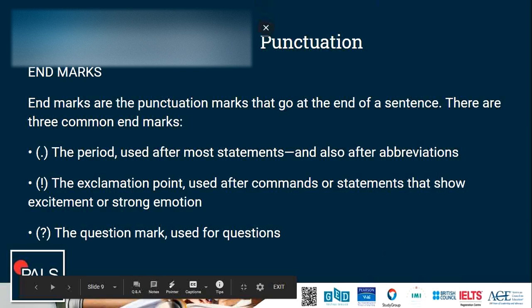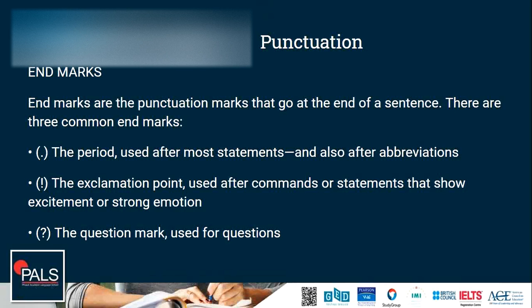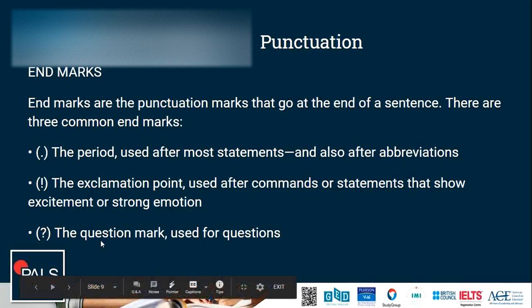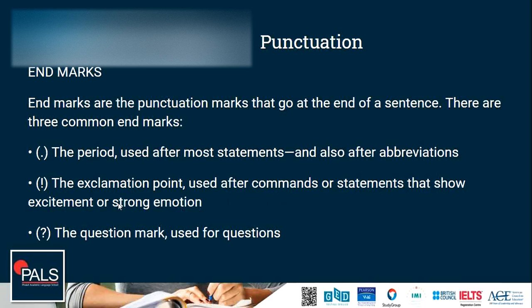Let's talk about punctuation. Now, I categorize it into two: it's either a comma or an end mark. An end mark usually appears at the end of a sentence. That's for sure. And we have three end marks: the period, the exclamation point, and the question mark. Of course, the question mark we use for a question. The exclamation point is for a statement that shows strong emotion, and a period or full stop is something that ends a statement or comes after an abbreviation.